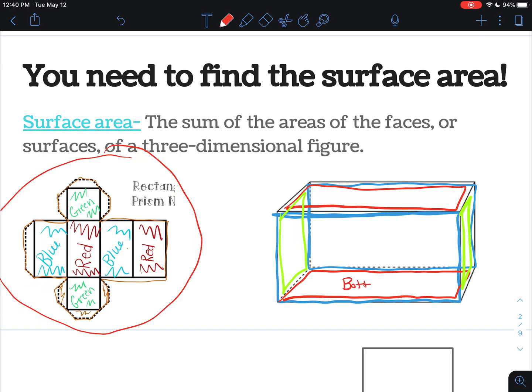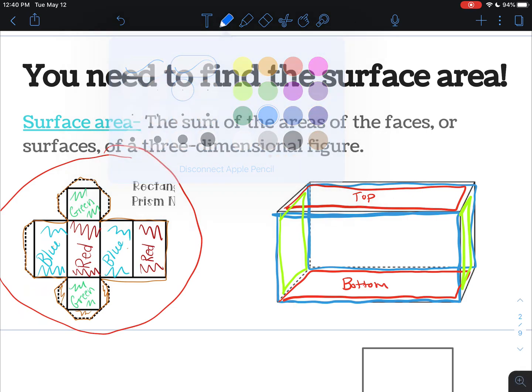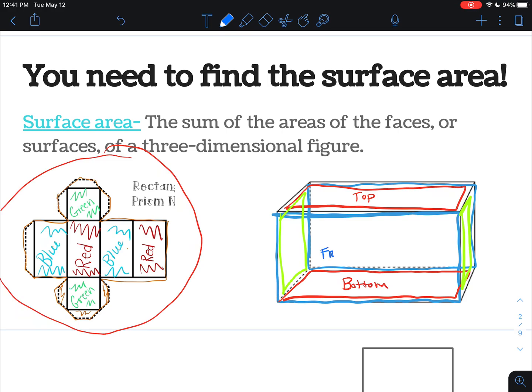If you start with your red side, you should have noticed that the bottom of the rectangular prism and the top of the rectangular prism were both red. So that top and the bottom are identical rectangles. So once you know the area of one, you know the area of both of them, which is very, very neat. Same thing goes for the blue ones. So we have the front of the rectangular prism and the back of the rectangular prism. Those are the blue ones. Those are identical as well. The front has to match the back in order for it to be a rectangular prism.